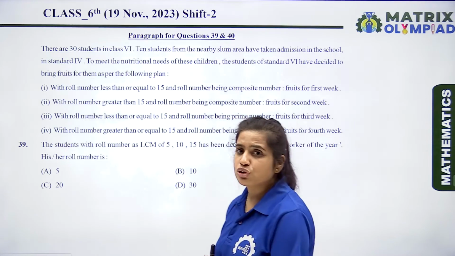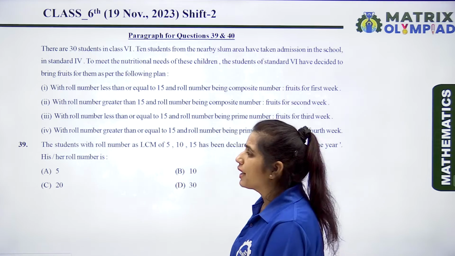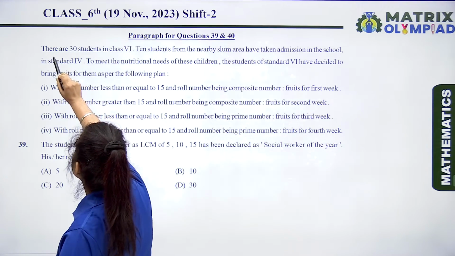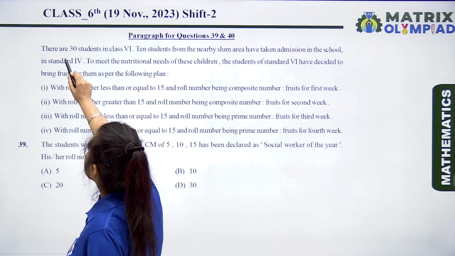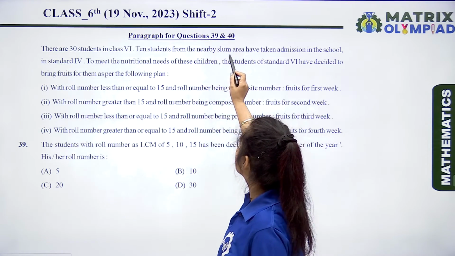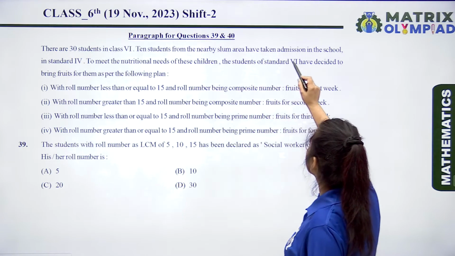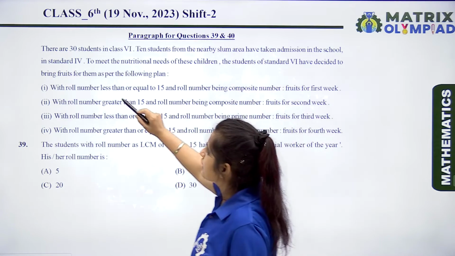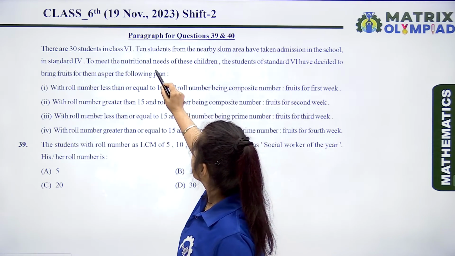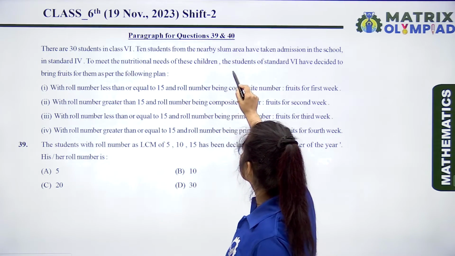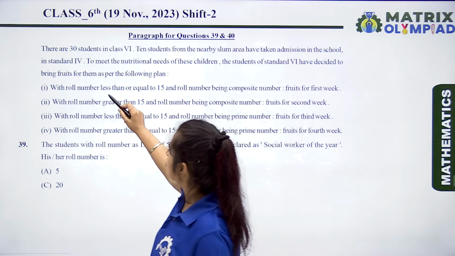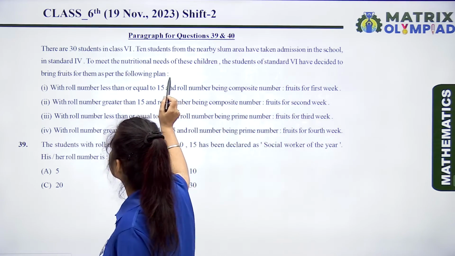Now the next question is question number 39. Here a paragraph is given to us and let's see what information is given. There are 30 students in class 6. 10 students from the nearby slum area have taken admission in the school in standard 4th. To meet the nutritional need of these children, the students of standard 6 have decided to bring fruits for them as per the following plan.